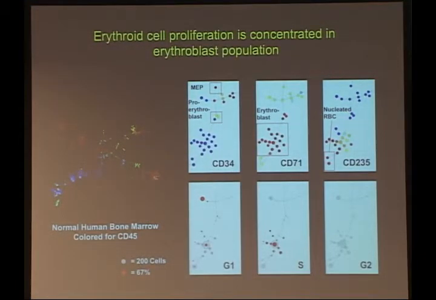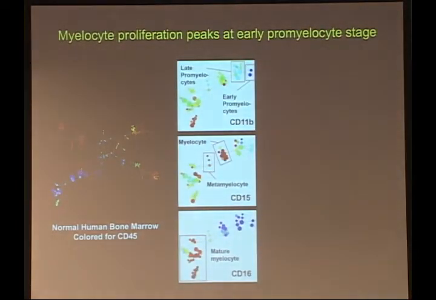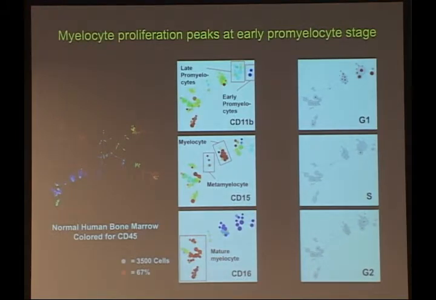erythropoiesis, and you can see that in the erythroblast population is where we're getting most of the S-phase cells. And looking at the myelocytes again, you can see it's the early and late promyelocytes where we're getting almost all the proliferation.